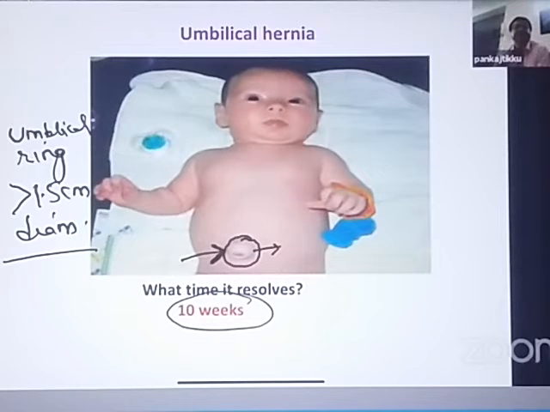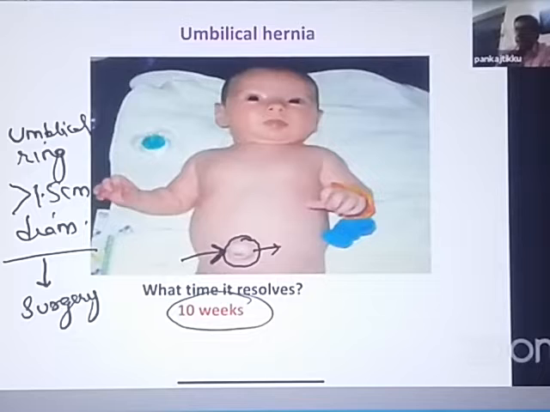Suppose the umbilical ring is more than 1.5 centimeters in diameter. Yes, in those cases, surgery may be recommended after 2 years. The reason is very simple: in such cases, it is unlikely that this hernia will resolve on its own. In the majority of cases it resolves on its own, but it's unlikely to resolve if the umbilical ring size is more than 1.5 centimeters.